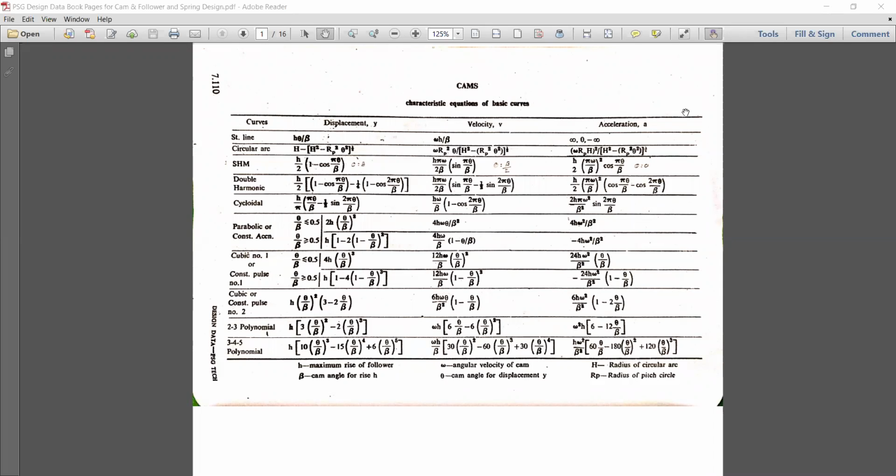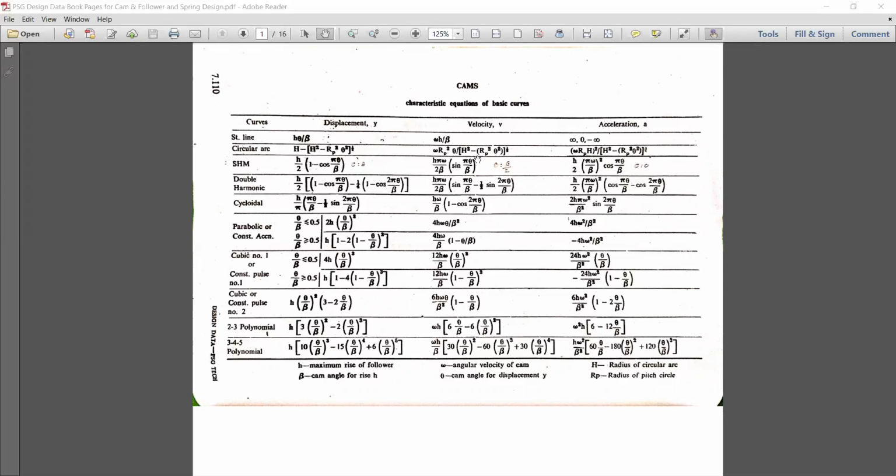Today we are going to discuss the design of cam and follower. Initially we will discuss a few PSG pages for reference purposes. From PSG page number 7.110, the design of cam has started.